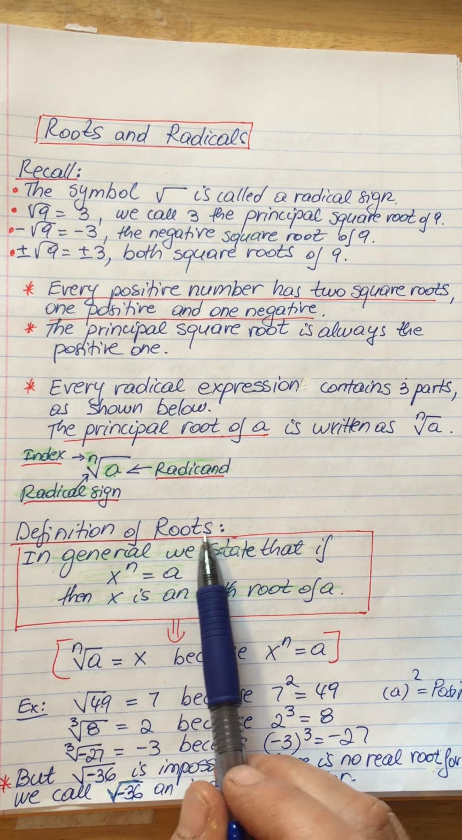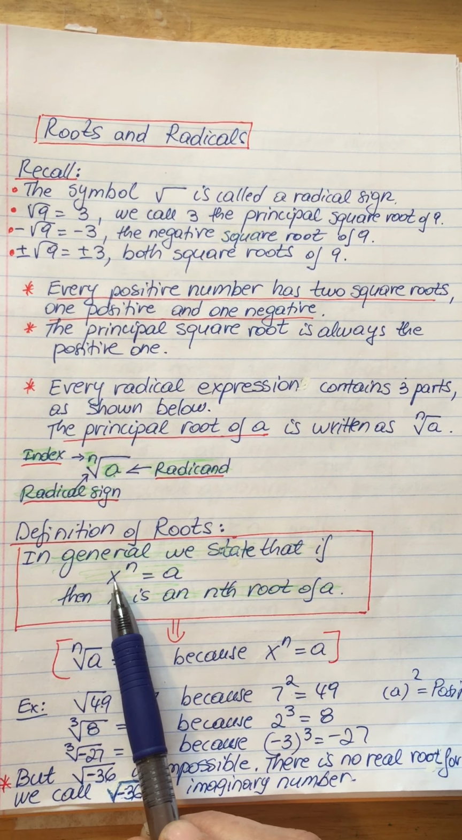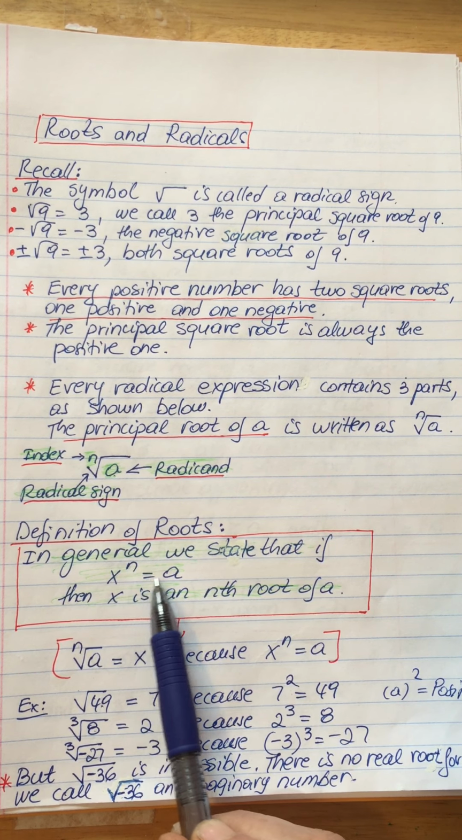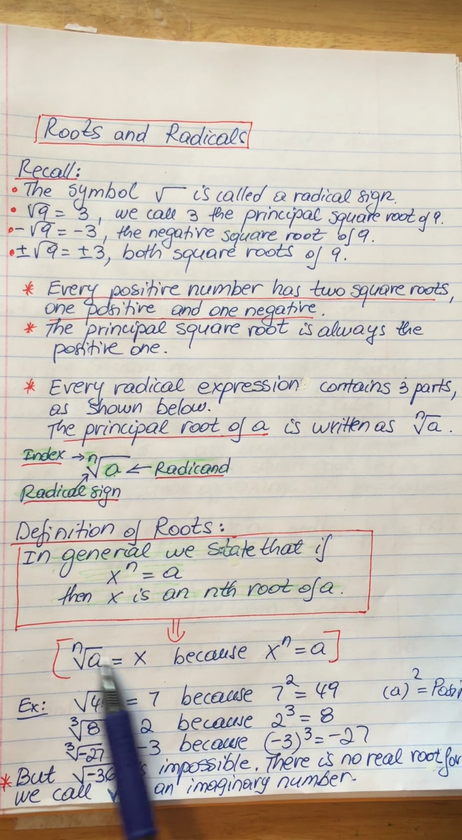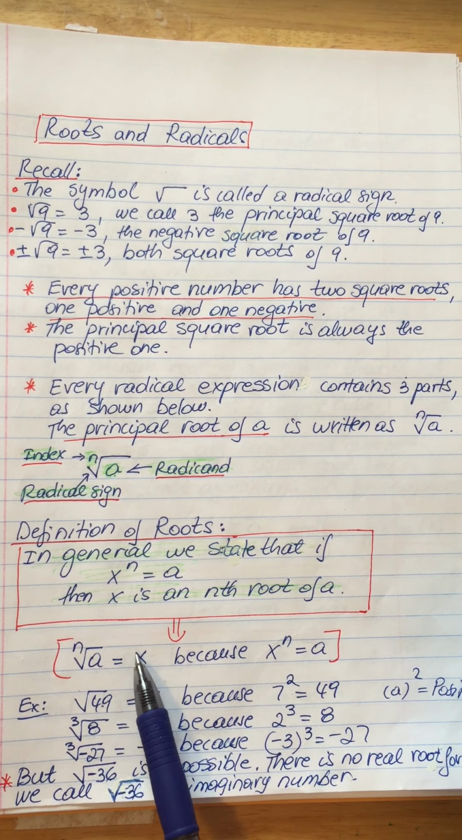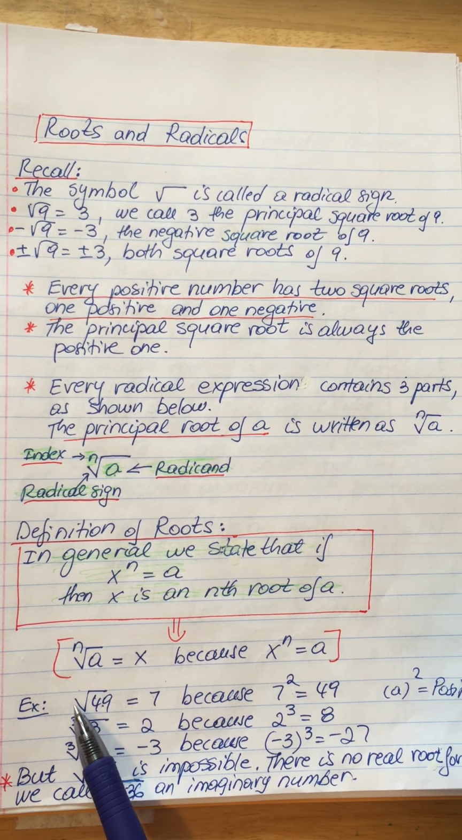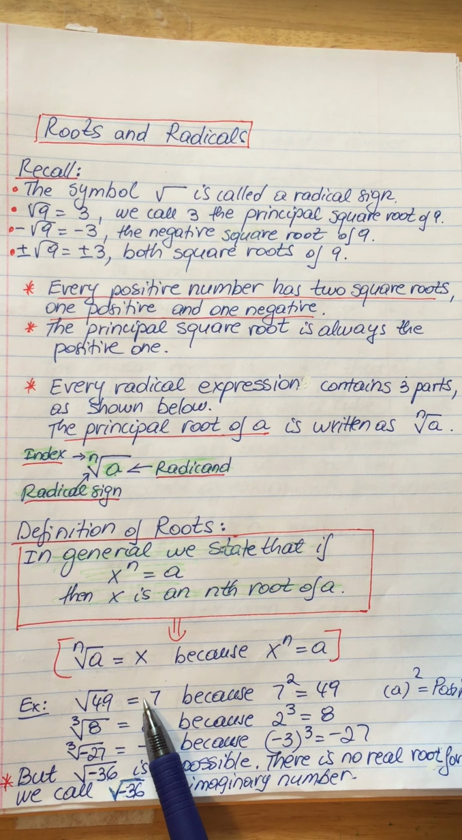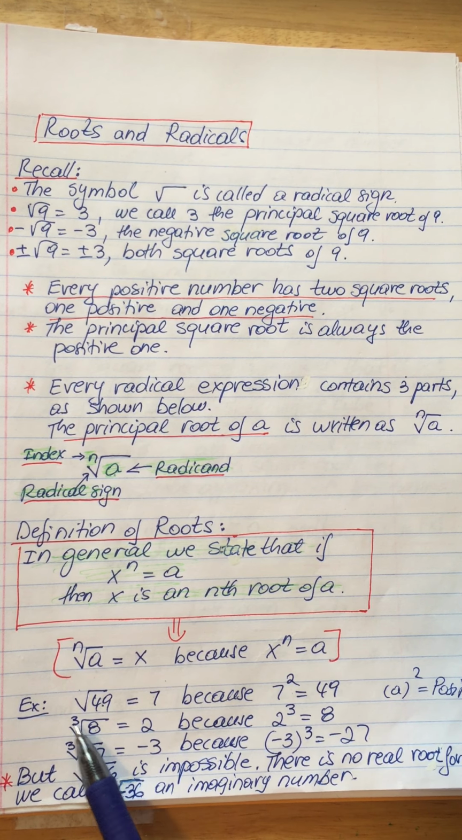The definition of the roots, let's recall this. In general, we state that if x to the nth power is a, then x is an nth root of a. In symbols, it is written: the nth root of a is x because x to the nth power is a. For example, the square root of 49 is 7 because 7 squared is 49. The cube root of 8 is 2 because 2 to the third is 8.